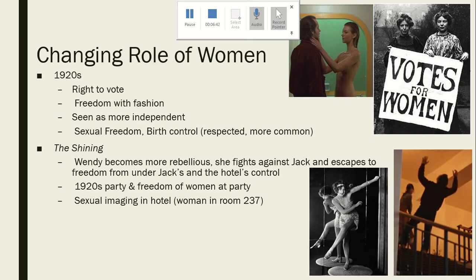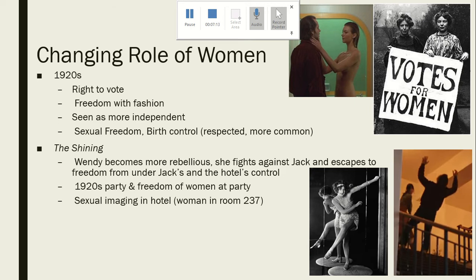And The Shining really reflects these changes. Wendy becomes more rebellious throughout the course of the book and the movie. She kind of starts out as being submissive, and then throughout the book and the movie she really starts to stand up for herself and for Danny and what she wants, and ends up in the end saving them both. So she fights against Jack and escapes out from under both Jack and the hotel's control, which was also controlled by Grady's patriarchal ideas.